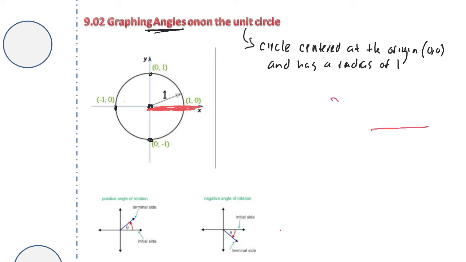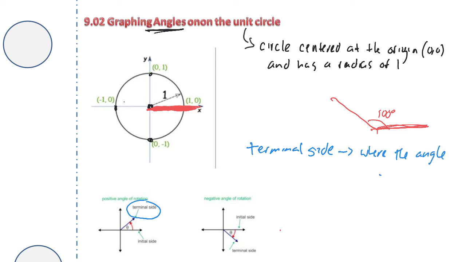And remember, angles look like this, right? And they're measured in degrees. So maybe this is a 100-degree angle. So we're always going to start here on the x-axis, the positive x-axis. And the terminal side, or the ending side, is where the angle ends. So for example, if I wanted to draw a 100-degree angle on the unit circle, well, I start here.